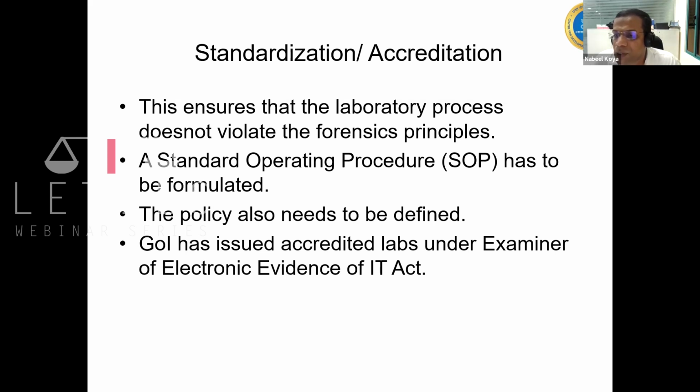With my minimal legal information, please excuse me if I'm wrong, the medical practitioner who does the forensic science, the chemical examiner, and the ballistic examiner have all been mentioned in the CrPC clearly. But who has to conduct cyber examination and what the qualification is hasn't been mentioned there. So that comes under this Examiner of Electronic Evidence. So far in the country, only 8 to 9 labs have been accredited. There's a long way to go before all the forensic laboratories in the country get accredited.